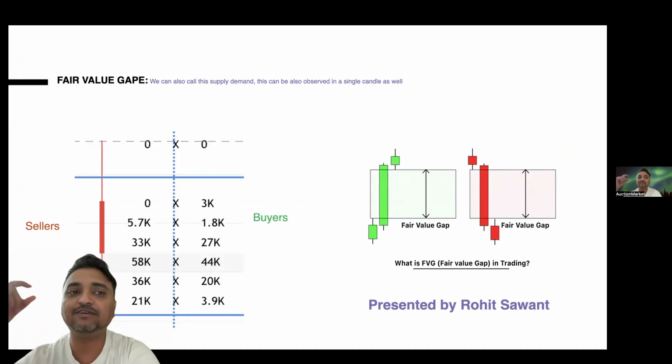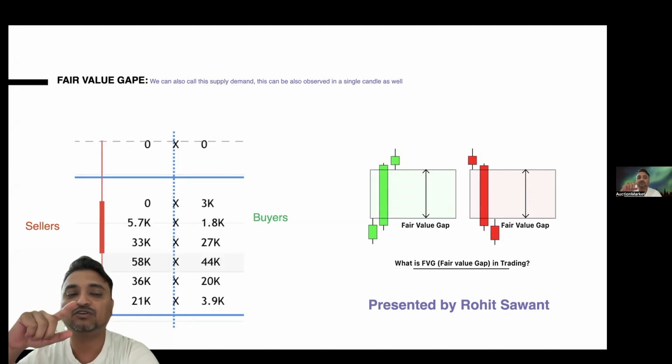So how do you identify the fair value gap in a single candle? This is one of the best concepts, which you don't find in normal candlestick patterns. You can see it in a cluster chart. We have that cluster chart setting, and I'll show you in the upcoming videos. Here you can see on the right-hand side you have the buyers, on the left-hand side you have the sellers. When you have 3K buyers and 0 sellers, this is a fair value gap.